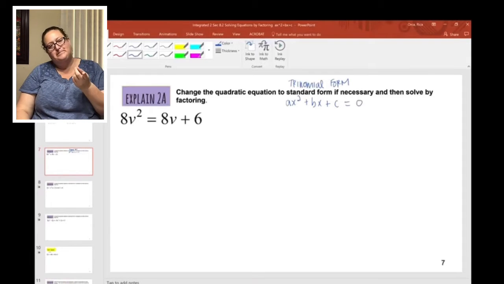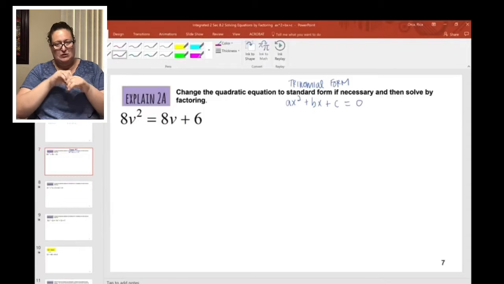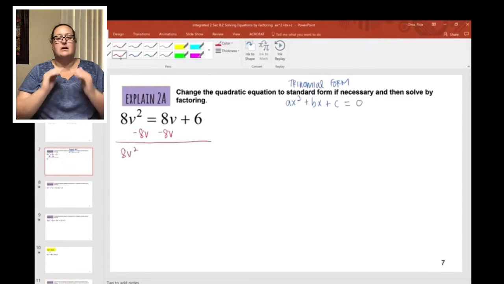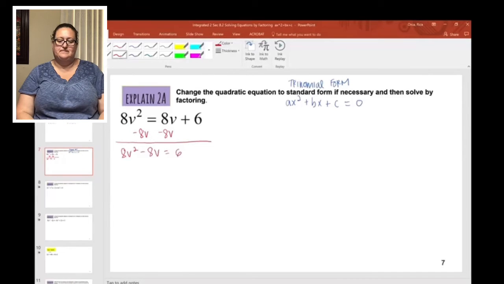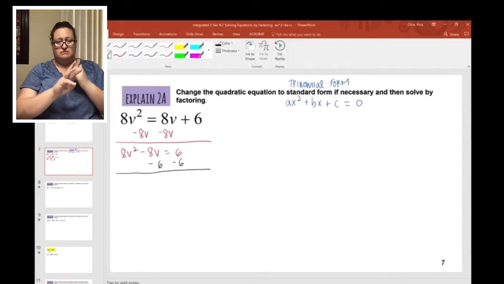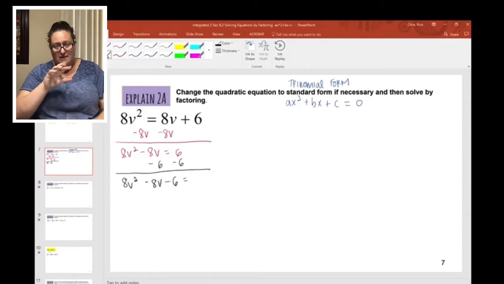Unfortunately, what we have is not in trinomial form. Let's go ahead and rewrite this equation so that it is in trinomial form. So I want to move the 8v to the other side. That's going to give me 8v squared minus 8v equals 6. I moved the 8v instead of the 8v squared because I want to try to keep my leading coefficient positive. Now let's subtract 6 to both sides. And that's going to give us 8v squared minus 8v minus 6 equals 0.